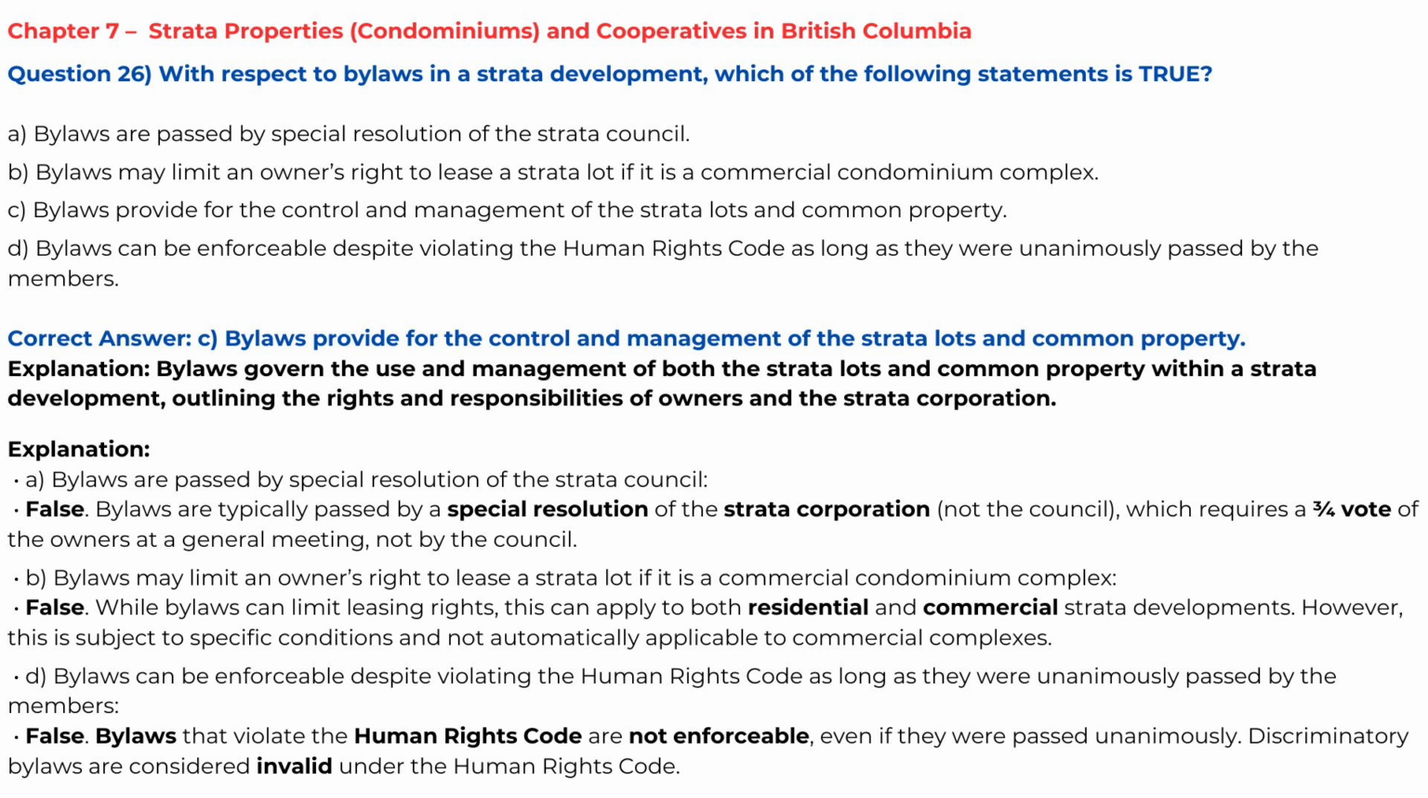D. Bylaws can be enforceable despite violating the Human Rights Code as long as they were unanimously passed by the members. False. Bylaws that violate the Human Rights Code are not enforceable, even if they were passed unanimously. Discriminatory bylaws are considered invalid under the Human Rights Code.